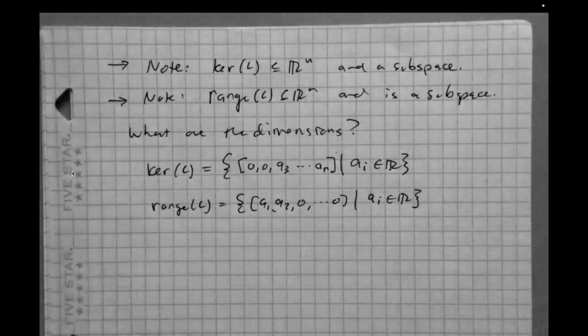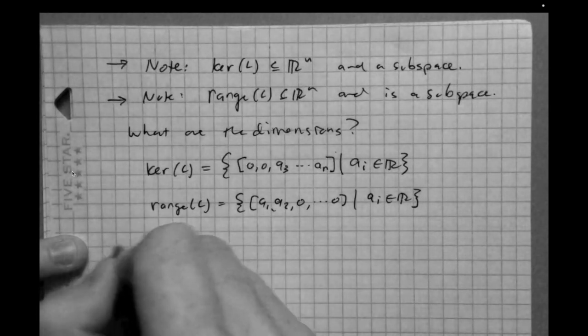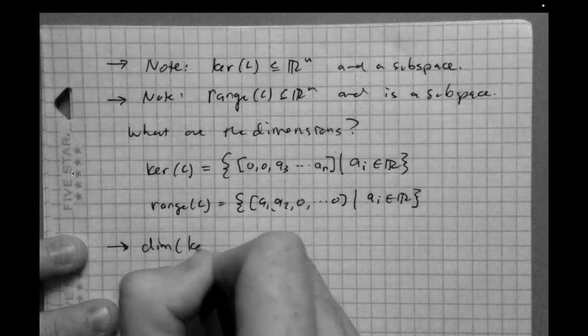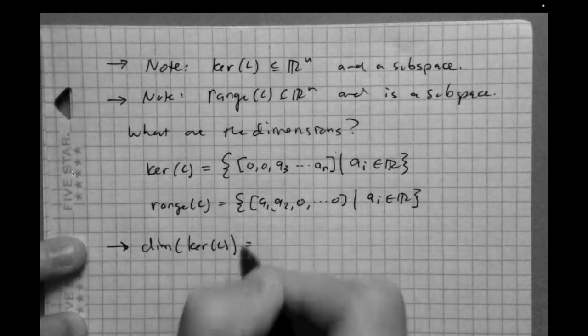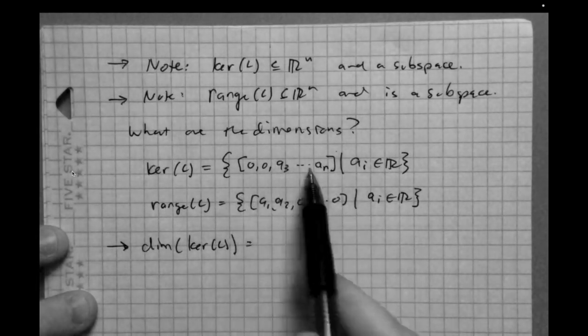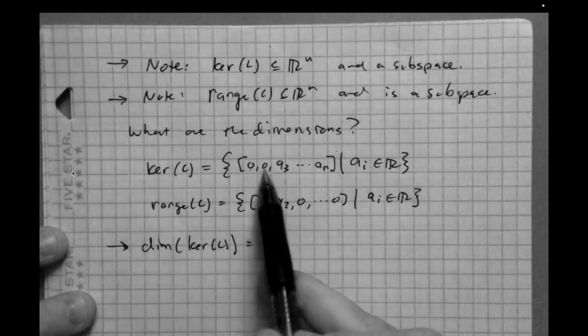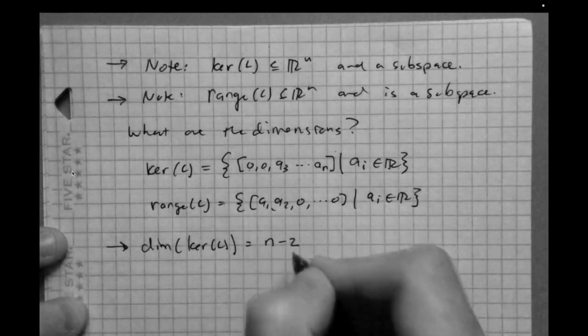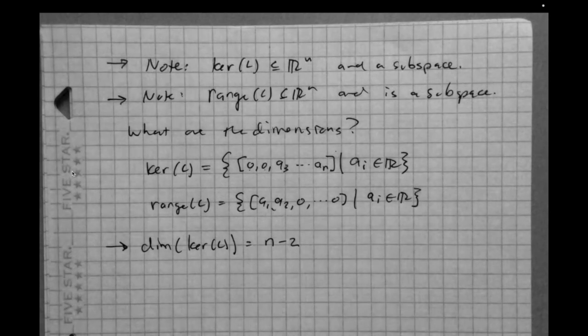So what are the dimensions? What's the dimension of the kernel of L? Well, the kernel, that's this one, right? So these two mean nothing. They're always 0. So it's really n-2, isn't it? So the dimension of the kernel is n minus 2.